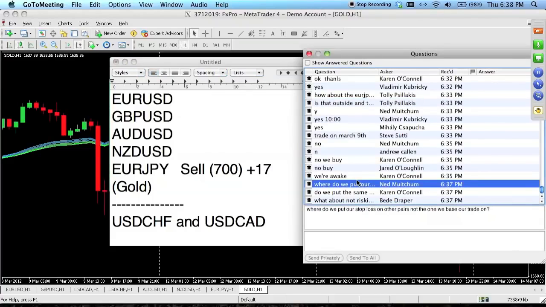Where do we put the stop loss on the other pairs, not on the ones we did? There's no need to put a stop loss on any other pairs. Treat the whole trade as one. You put the stop loss and take profit only on the pair that's perfect, in this case, euro yen. Once euro yen touches its stop or take profit, exit everything. Treat the trade as one.